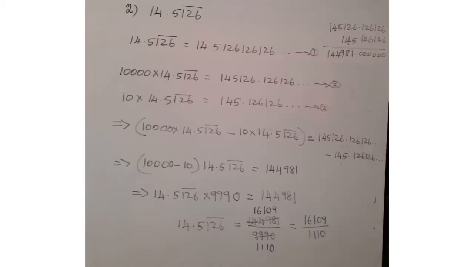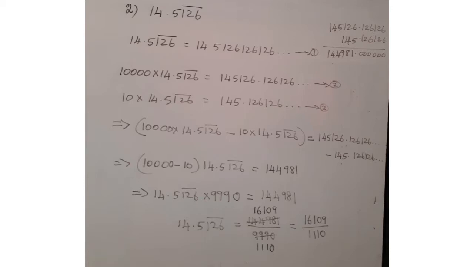Okay. Now the second one, 14.5126, with 126 as the whole bar, isn't it? Here after the point we have 4 digits, so we can multiply by 10,000. Then after the point we have 5 as the non-recurring number, so we can multiply by 10. Now we can subtract it. Subtracting, 10,000 minus 10 equals 9,990, isn't it?